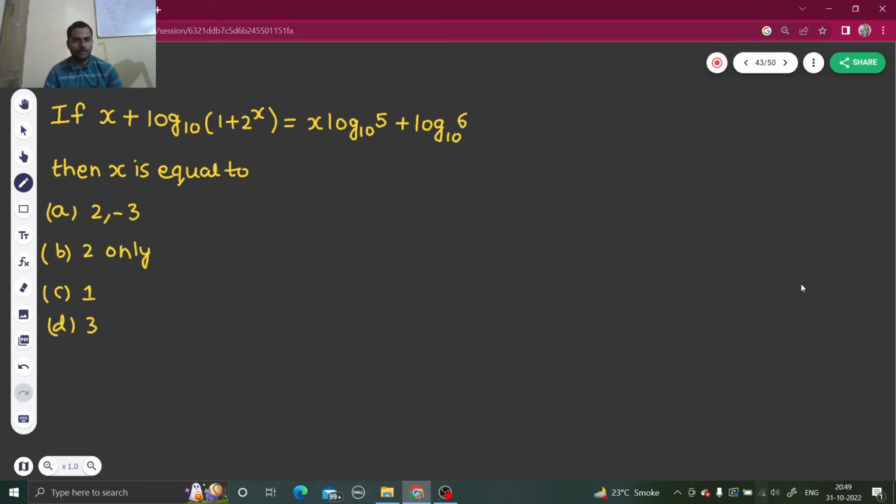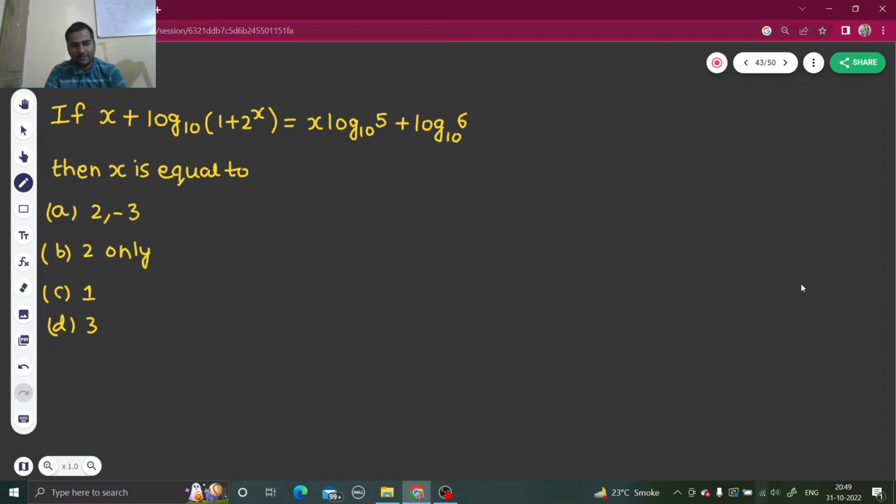Hello everyone, Namaskar. So today we are going to solve an interesting equation. This equation we have with us is a logarithmic equation. We'll use some logs and also some power rules for solving equations. So let's see how we can go ahead with this.